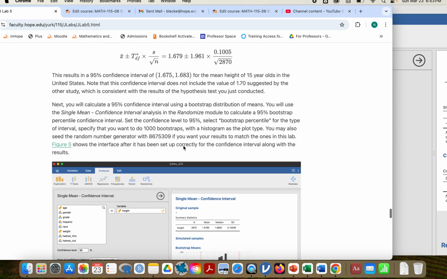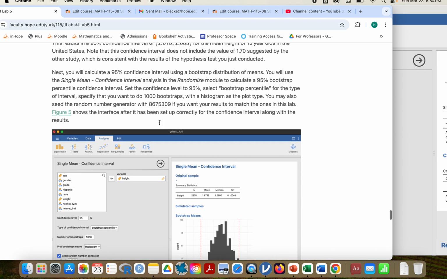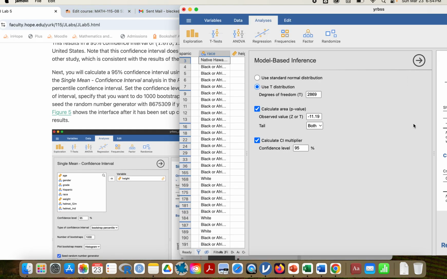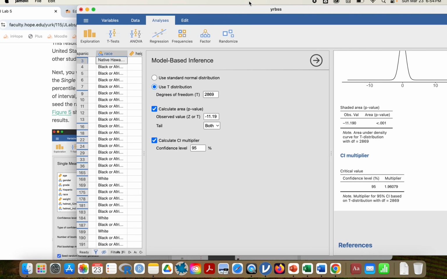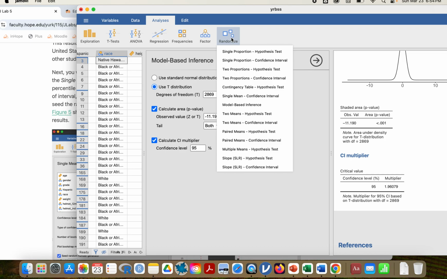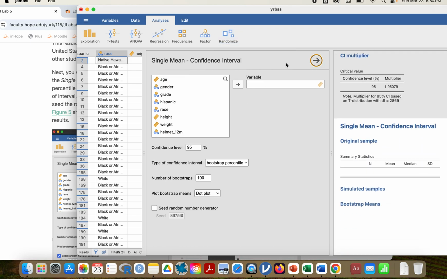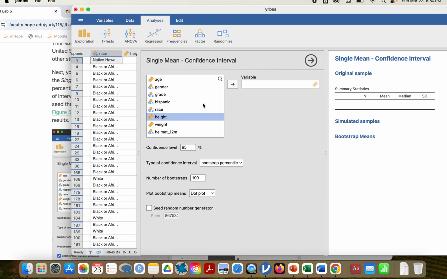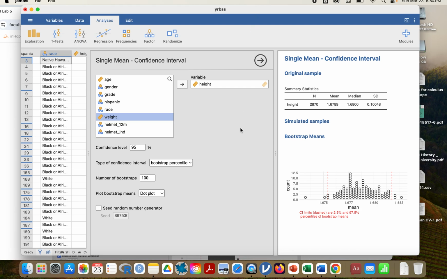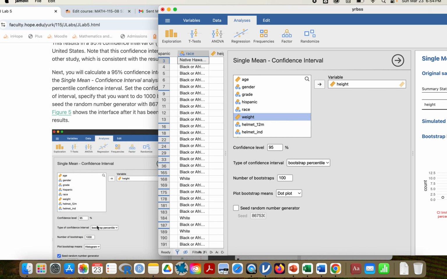All right, now to calculate the 95% confidence interval using the bootstrap method. Let's head back over to our Jamovi lab, and we are going to go to randomize, choose single mean confidence interval, and click on that. Then we are going to take height and put that in our variable. And I think they said 1,000.